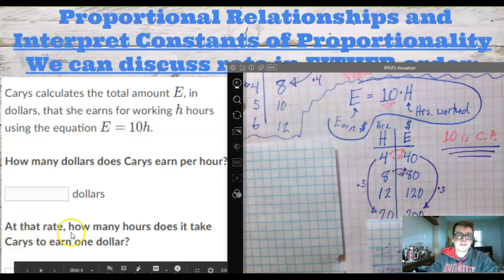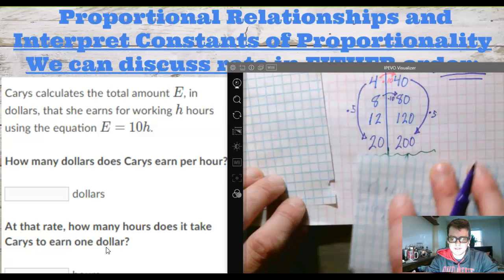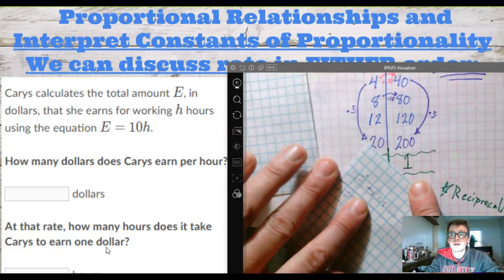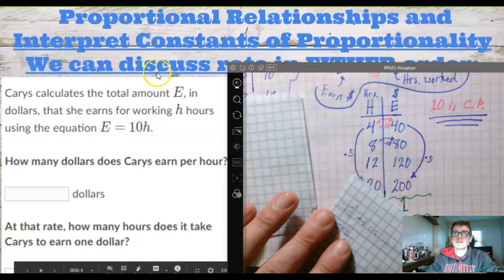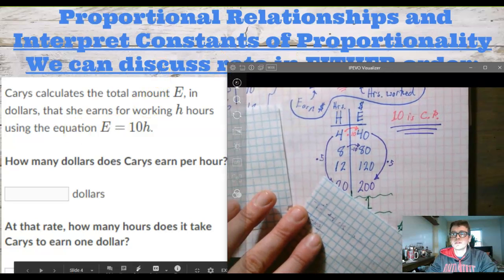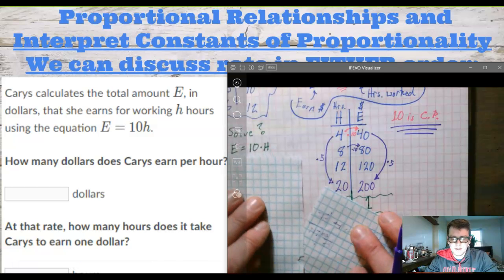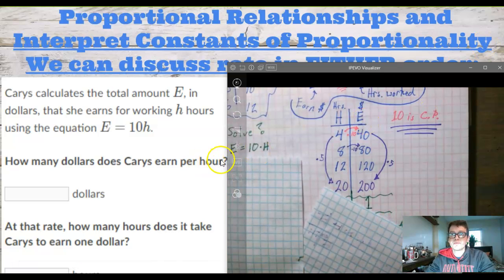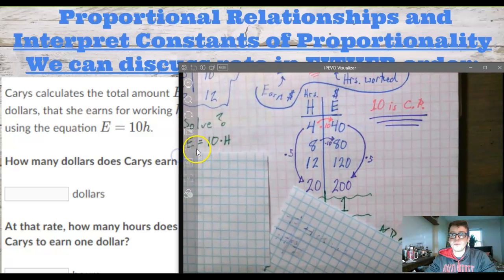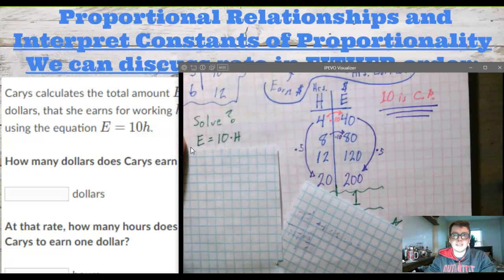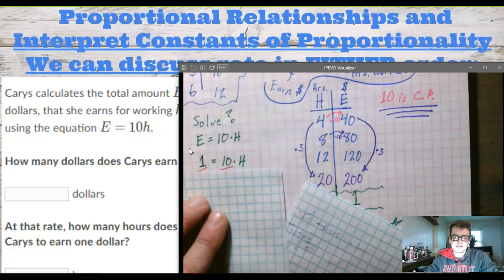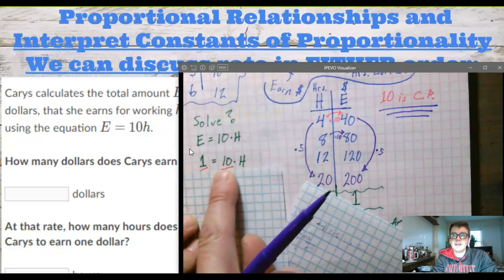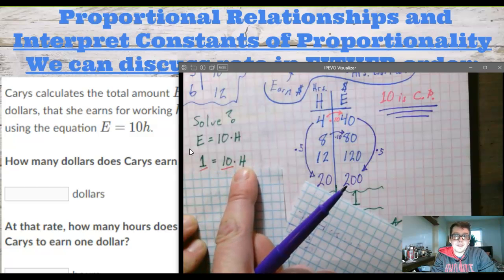At that rate, how many hours does it take Carrie to earn $1? $1 is the right-hand side of our table, right? $1 there. If we set up $1, we have math to solve. So to solve for $1, we literally have to plug in 1 for E. And when I plug in 1 for E, guys, go ahead and write this down. We get 1 equals 10 times H. We've got to figure out what the H is here.